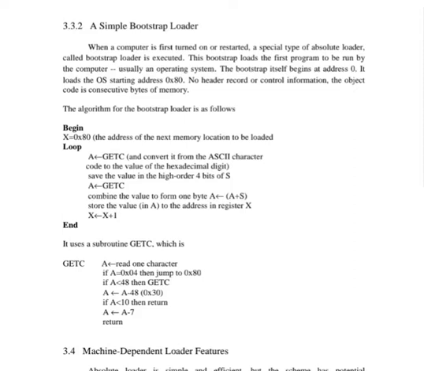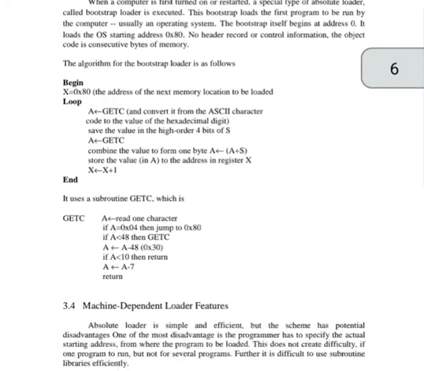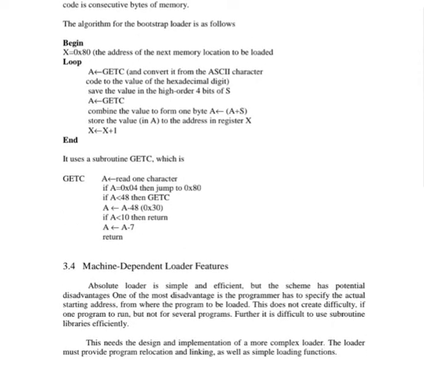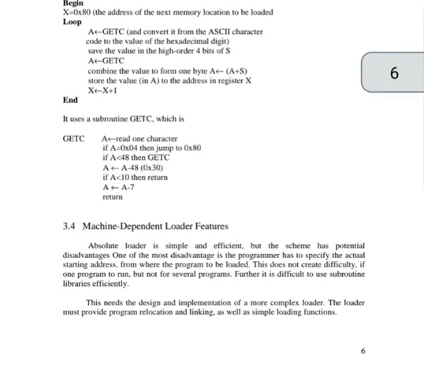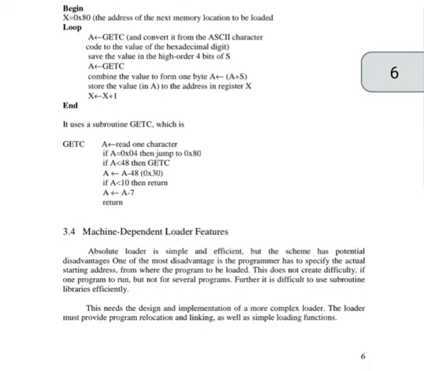It loads the operating system starting at address 0x80. There is no header record or control information. The object code is consecutive bytes of memory. The algorithm for the bootstrap loader is given here. First is the begin, X is 0x80. This is the address of the next byte, the next memory location to be loaded. Then the loop is given here, and so this is the algorithm for this bootstrap loader.